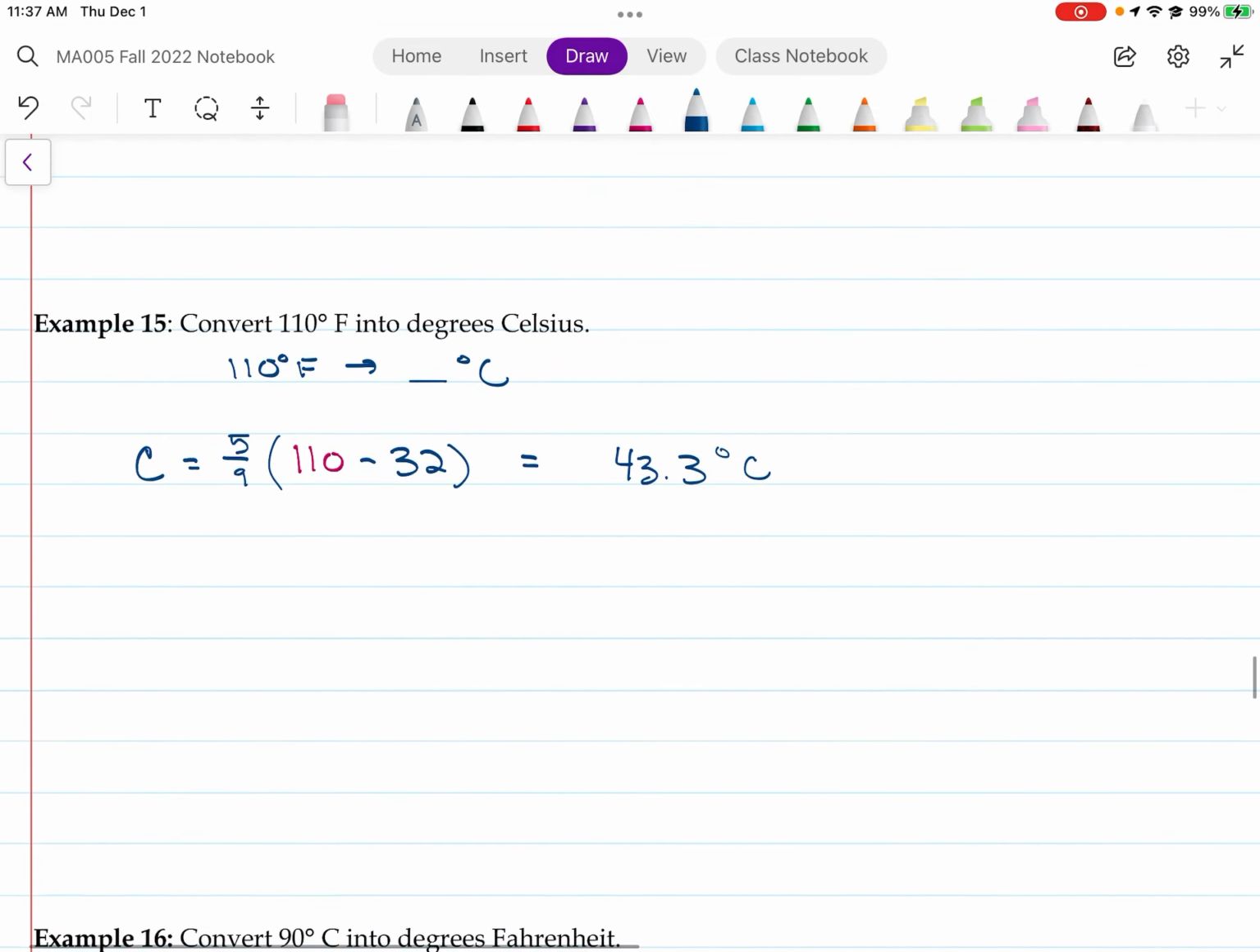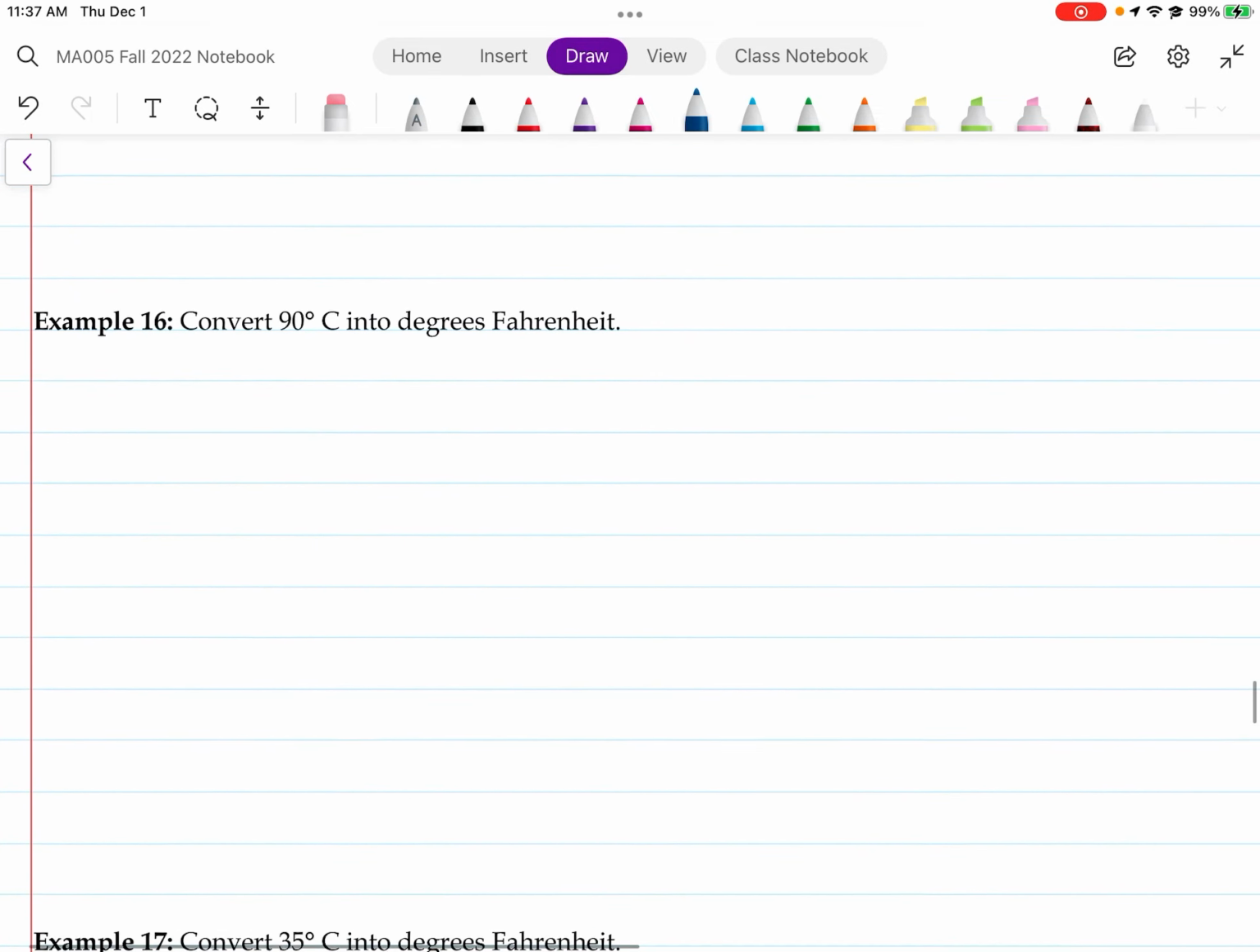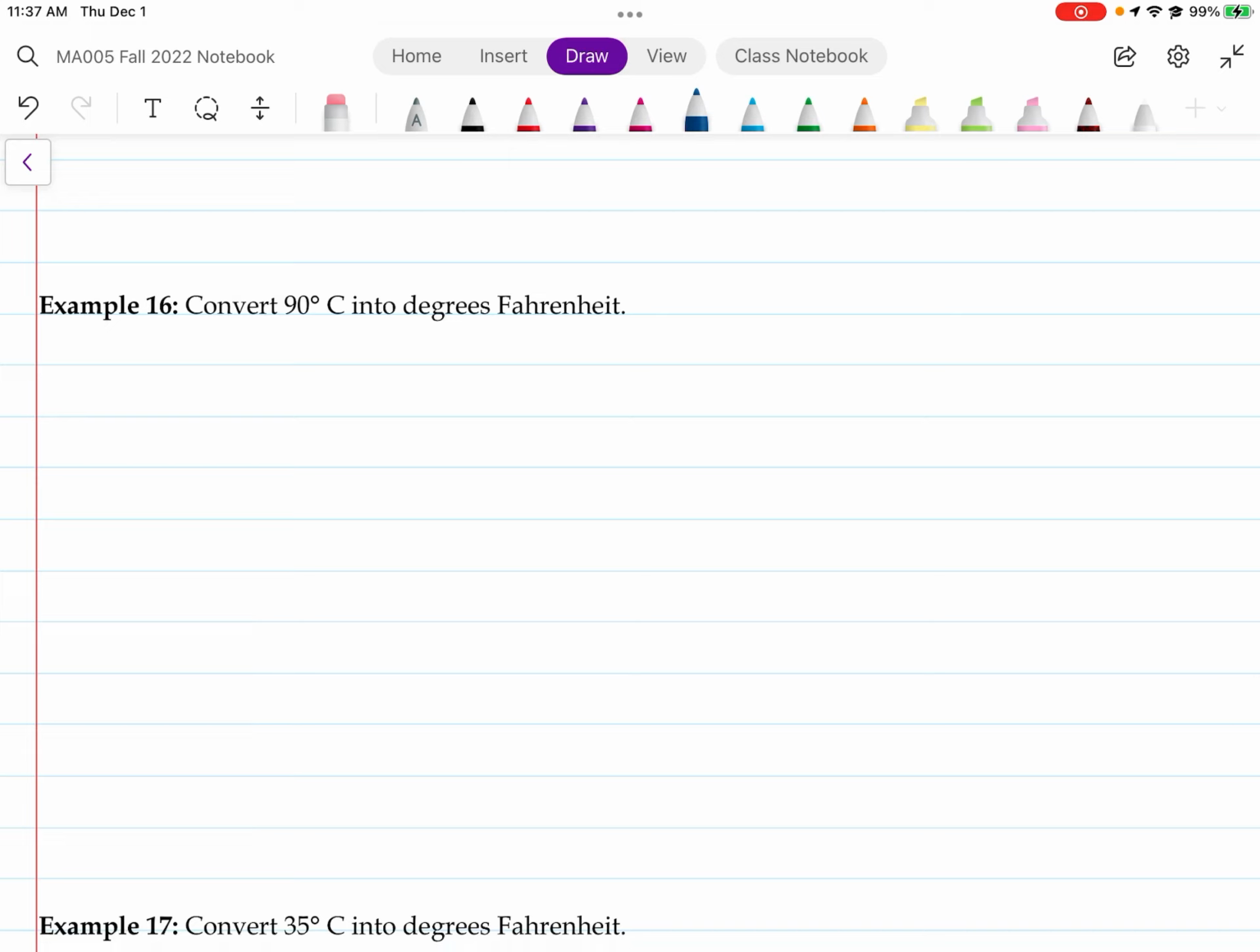All right, as you might imagine, we have to know how to go the other way. So you'll need the formula for that one. Convert 90 degrees Celsius into degrees Fahrenheit.